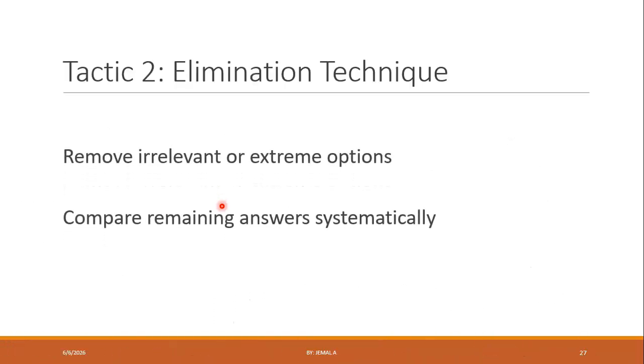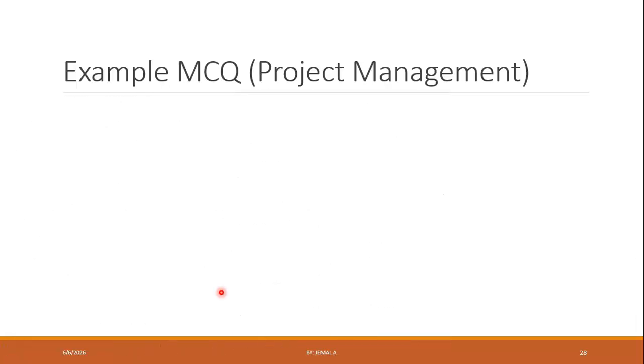How can we use elimination techniques? The elimination technique is removing irrelevant or extreme options in the choices. So we have to compare the remaining answers systematically and finally reach the correct answer.